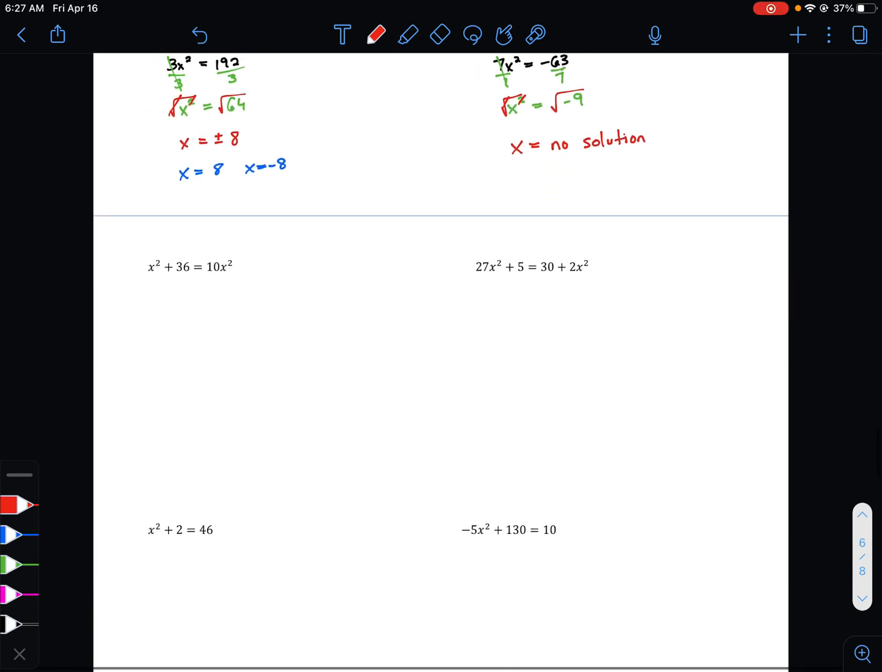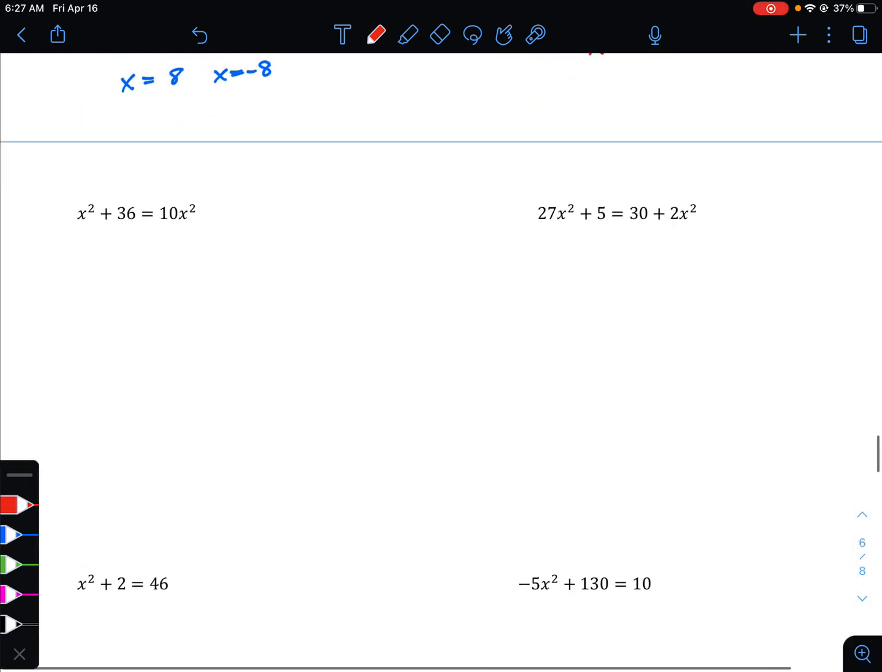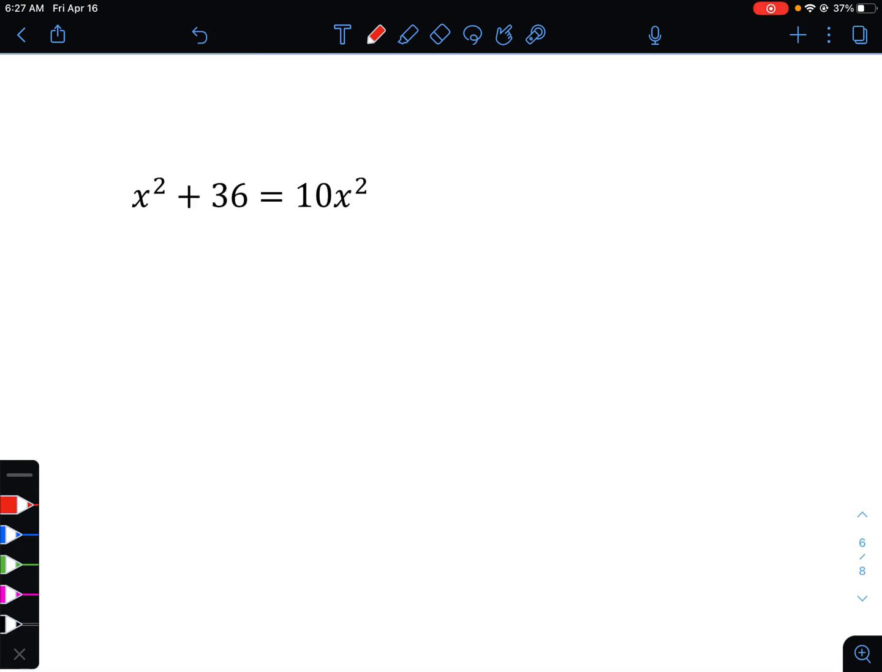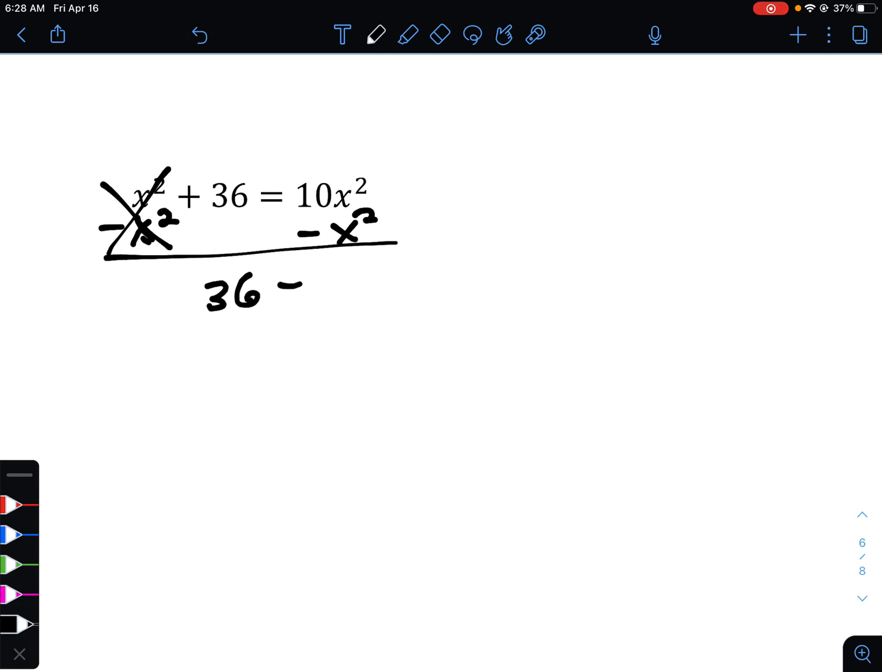Okay, let's look at a few more examples. I think we've got 4 more to look at, and then we will be done. So in the next example, we've got x squared plus 36 is equal to 10x. We can do it a couple different ways, but the easiest way is going to be to subtract x squared from both sides. Since all of your numbers are on the left side, that'll leave you 36 by itself. And that gets you all the variables on the right side. 10 minus 1 is 9x squared.